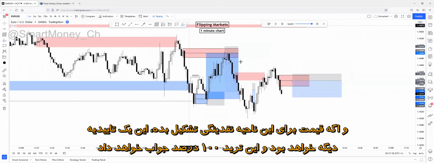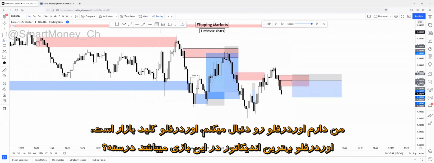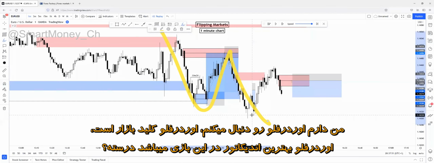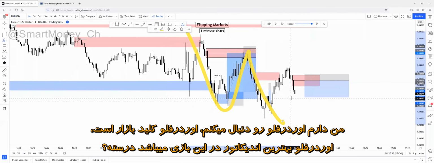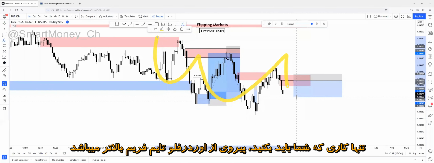If price creates liquidity for the zone, that will be an extra confirmation, and this trade would work out 100%. But I'm still taking the trade without the liquidity creation, because as I said, I'm just following the order flow. Order flow is king. Order flow is the best indicator in this game. All you have to do is follow the order flow, the higher time frame order flow.